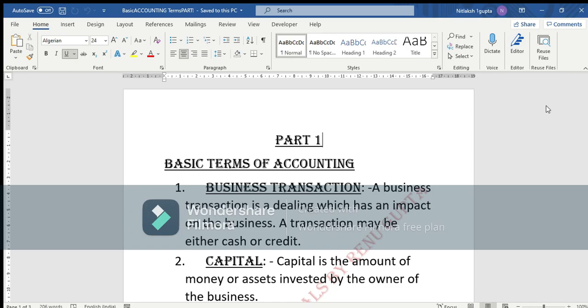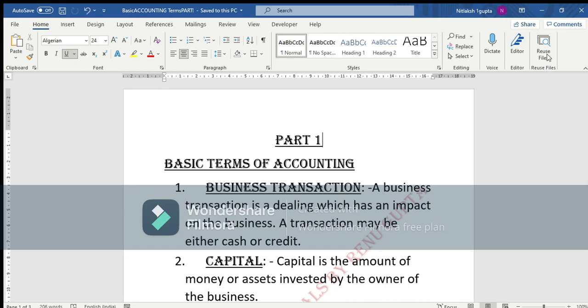In my last video, I taught you about Tally, different versions of Tally and various functions of Tally. I hope you are very much clear about my last video. Today, in this video, I am going to teach you the basic terms which are used in accounting so that you are able to understand them before working on the Tally software.